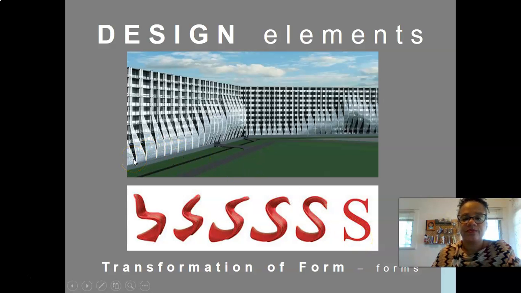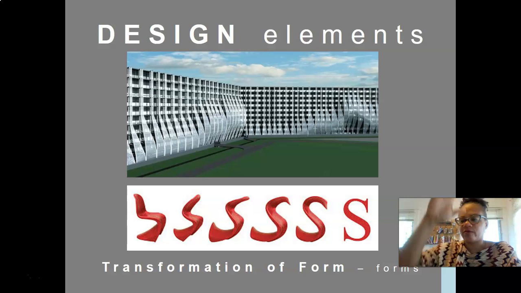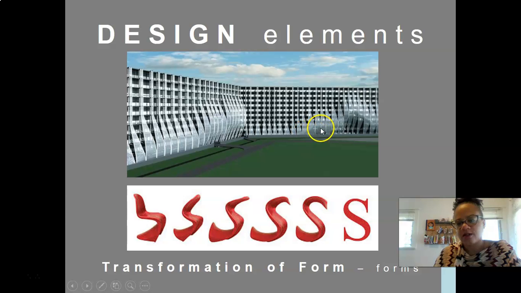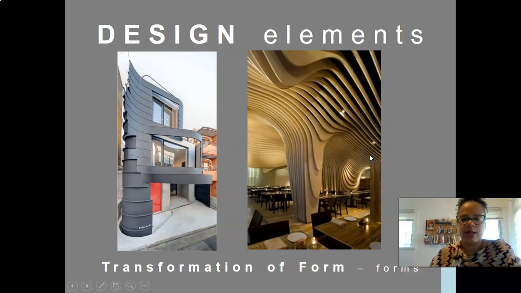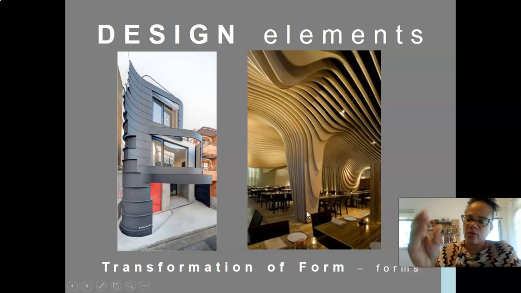In this building, it feels like I have a wave that's coming up and down. That's because these panels are gradually changing, going a little higher and a little taller, and then back down and a little higher and a little taller. So there's a transformation of form happening. Here I feel like I have these planes that are sort of dripping down into the space, and that's because they're gradually changing as they go.